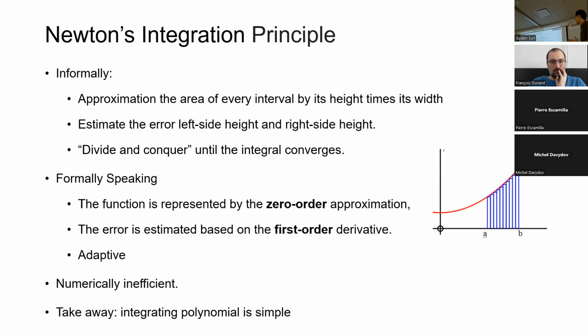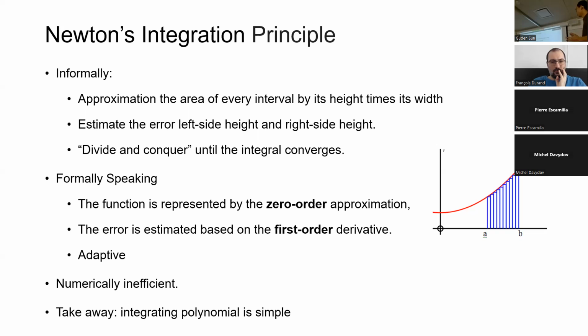Still Newton: we divide this interval into smaller intervals, but we approximate the function by a zero-order function, a zero-order polynomial, then estimate the error based on first-order derivatives. Still using the divide and conquer method. So the problem of Newton's very primitive idea is that it is numerically inefficient.